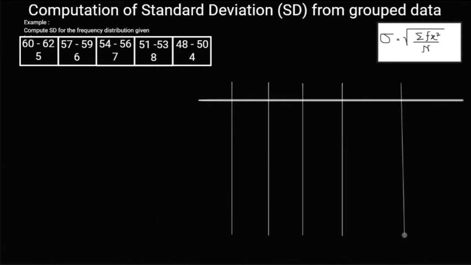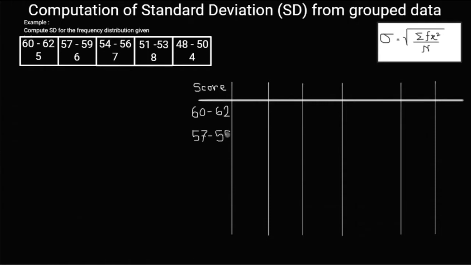There are a total of 7 columns in the table. The first column is score. We will discuss step by step. Scores 60 to 62, 57 to 59, 54 to 56, 51 to 53 and 48 to 50. Then write down the frequencies: 5, 6, 7, 8 and 4.